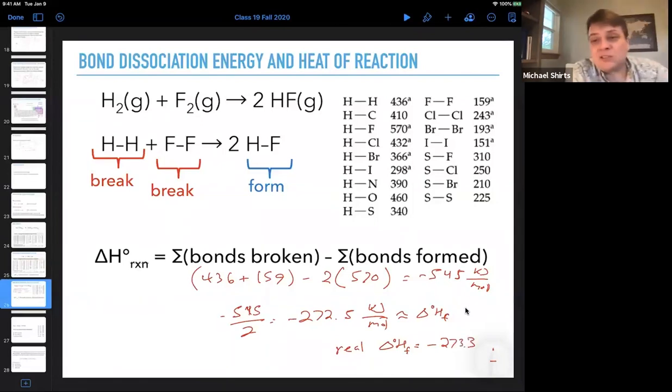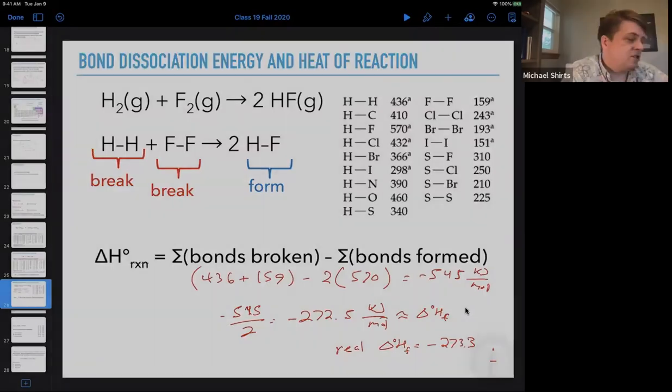273.3. So really close, within a kilojoule per mole, because the energy in these bonds is relatively consistent across molecules, but it's not exactly consistent. That's why these are not down to the decimal places. Then these energies are essentially quite good approximations to the heats of reaction.